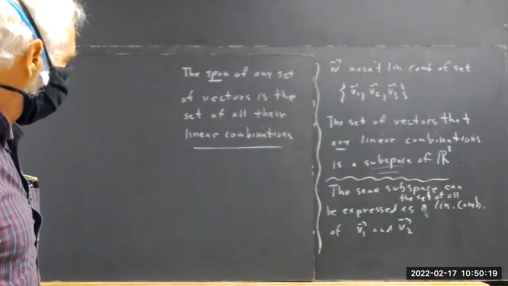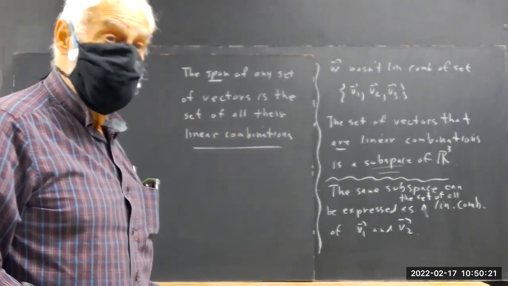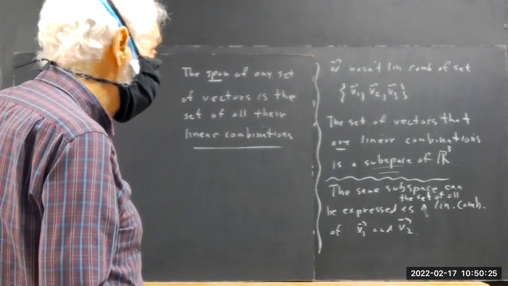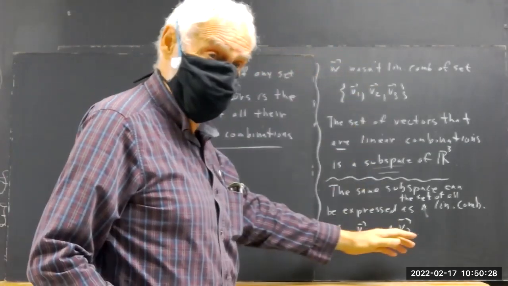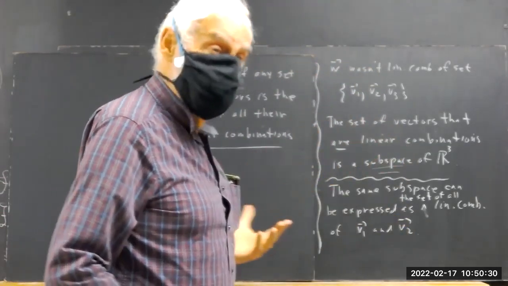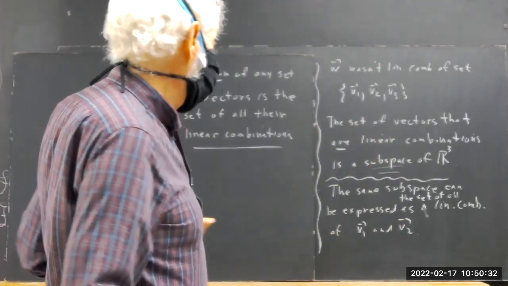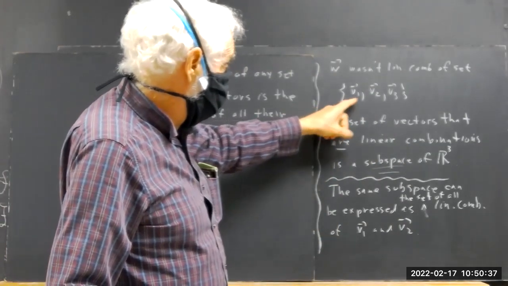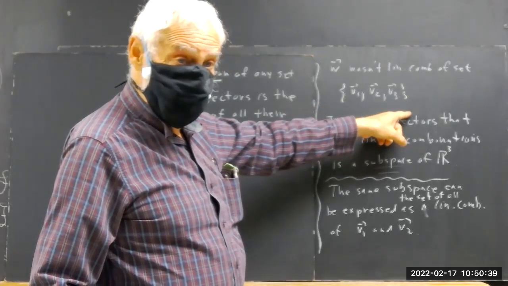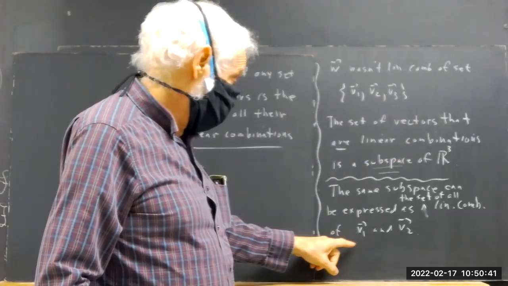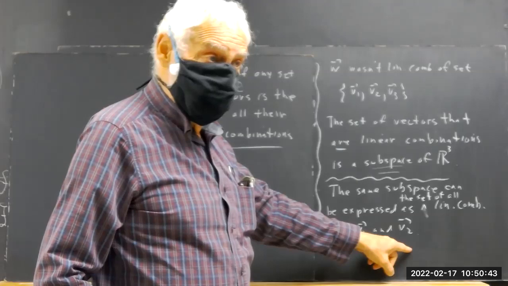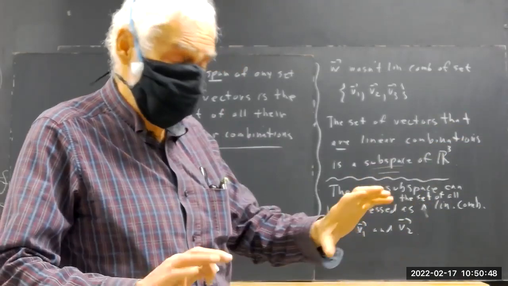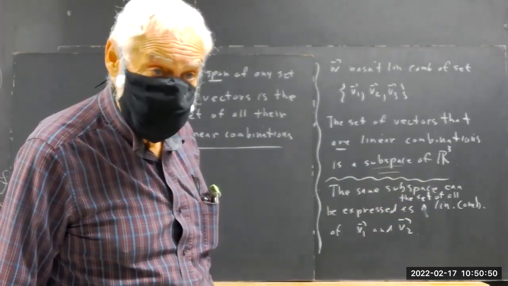The span of any set of vectors is the set of all their linear combinations. So in this example, going back to the quiz problem, the set of all linear combinations of these three vectors is the same as the set of the linear combinations of these two vectors. You prove that by setting up equations and matrices, and the text will have examples.